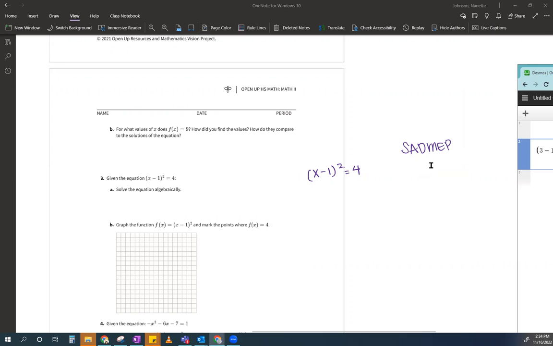This is PEMDAS, but it's not PEMDAS. It's backwards, right? It's in reverse order. So PEMDAS tells you how to simplify something. SADMEP tells you how to solve it. Say that with me. SADMEP tells me how to solve it. So all you're going to do is go through each of these and figure out where it is, and then you're going to do it to that. Does that make sense? So the very first thing is, is there any subtraction or addition?